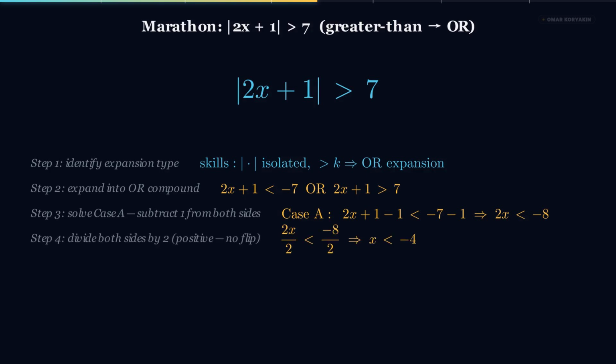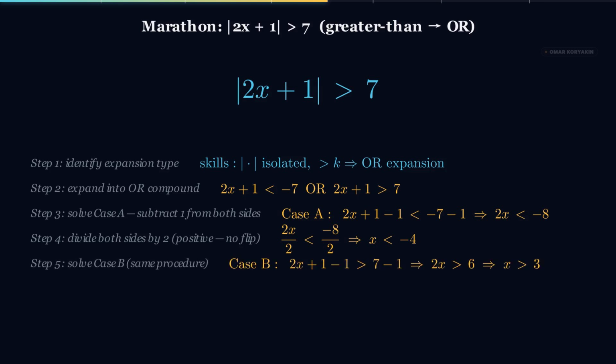Step 4. Solve the second case, 2x plus 1 greater than 7. Subtract 1 from both sides to get 2x greater than 6. Divide both sides by 2 to get x greater than 3. The second solution range is x greater than 3. Both solves used positive divisors, so no flip rule was triggered.